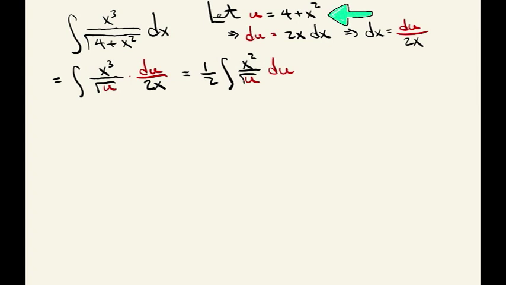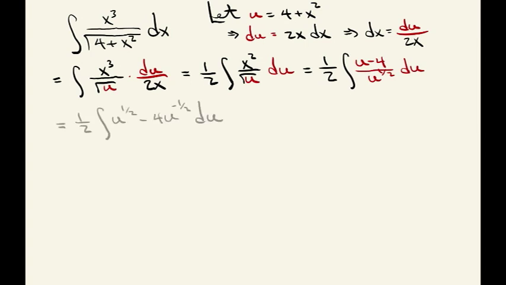So that brings us to a new integral of 1/2 times the integral of u minus 4 all over u to the 1/2 du, which by dividing u to the 1/2 by each term in the numerator gives us 1/2 times the integral u to the 1/2 minus 4u to the negative 1/2 du. Finally, we are at a position where we can begin actually integrating after having translated our original integral from a question in terms of x into a question in terms of u.